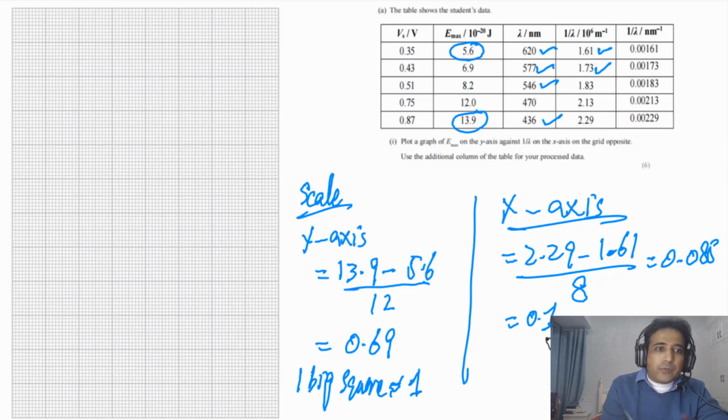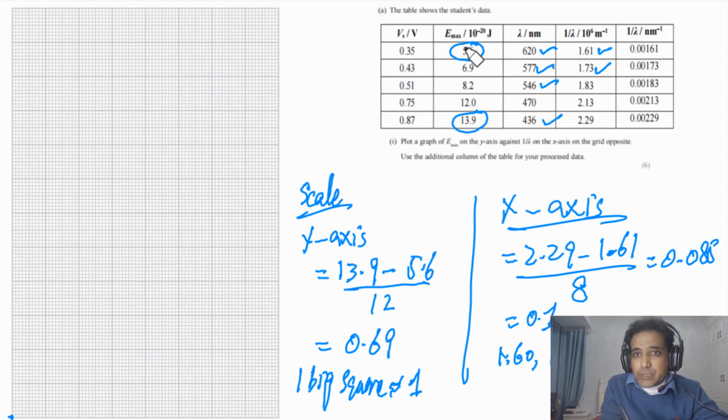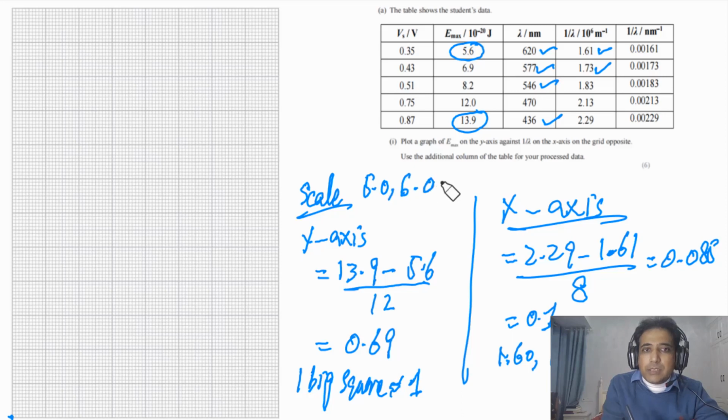We need not start this one from the origin. This is 1.61, so we can start from 1.60, and the next one will be 1.70. Then we can go to 1.80 and so on. And for this one, the minimum value is 5.6, so we can start from 5, then we can go to 6 and so on. So this is how you can label the scales. Label these axes and you can choose the scale.